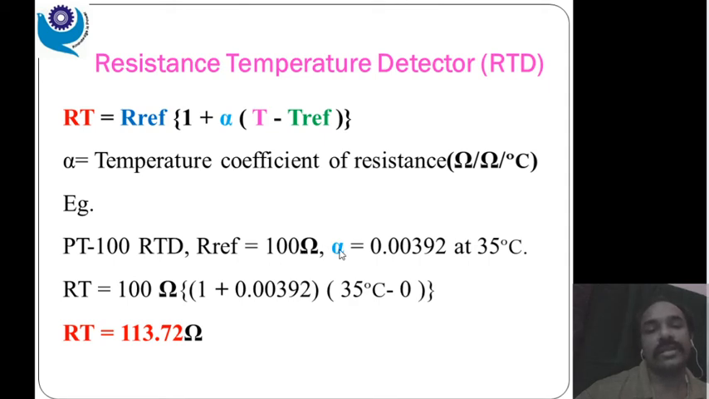Alpha, that is a temperature coefficient, 0.00392 at 35 degree centigrade, because alpha may vary at a different temperature, right? For the 36, 37, 40, 45, whatever, it may vary the alpha, and those readings can be got from the data sheet, doesn't matter, right?